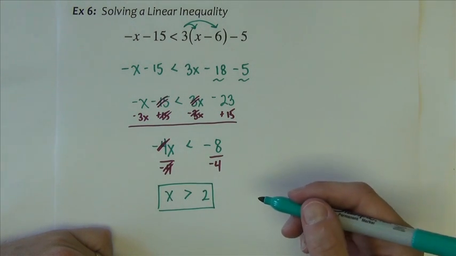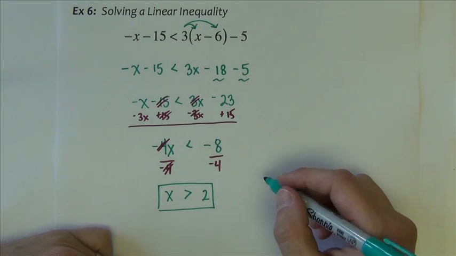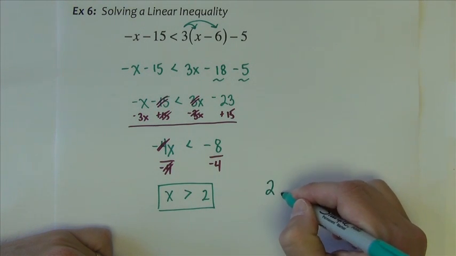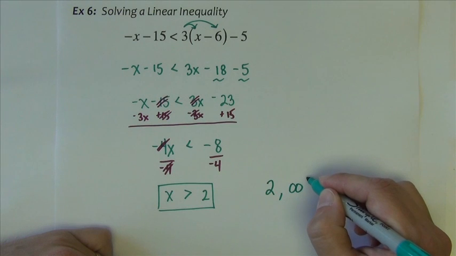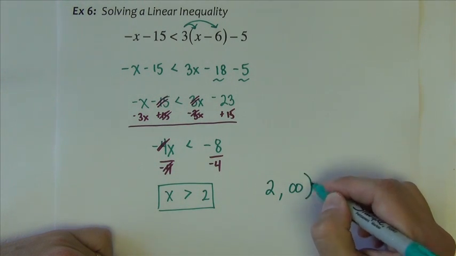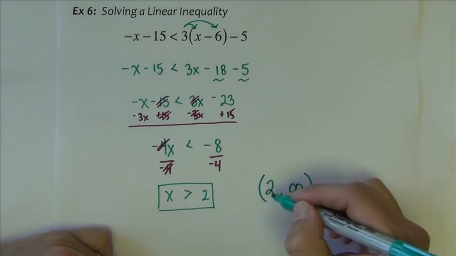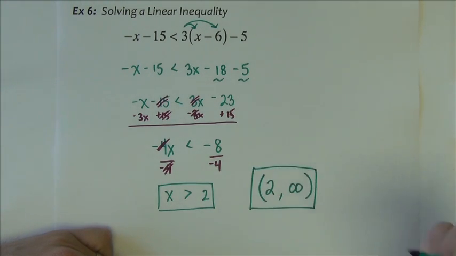You can draw a number line if you want. Really, I'm just interested in the interval notation. Greater than 2 would mean start at 2, shade towards infinity. We never equal infinity, so always round it on infinity. And since we're not equal to on this one, we're going to be rounded on the 2 also.